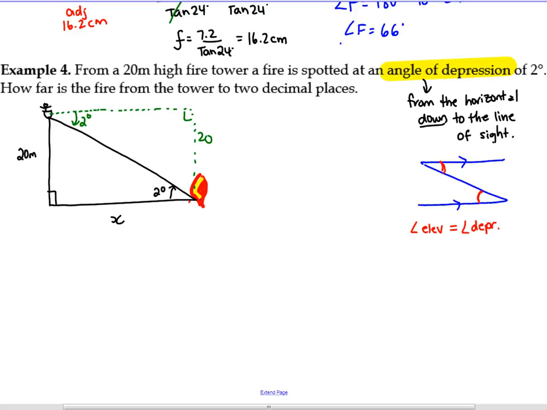Okay, what are we going to use? What's 20 called? Opposite. X would be adjacent. And so we're going to use tan. Tan 2 degrees equals our opposite divided by our adjacent. We need to get x off the denominator, so what do we do? Times by x to both sides. And then divide by tan 2.